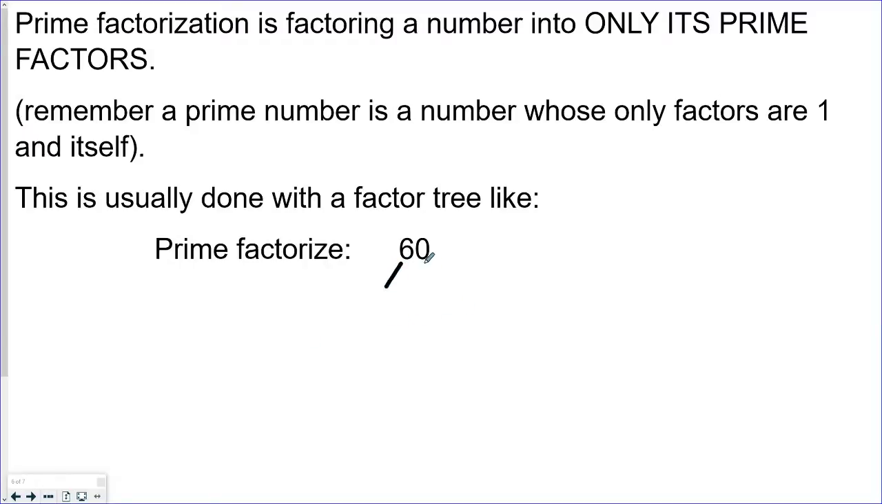So if we take a look here, the way you do this is you make what's called a factor tree, which is basically just factoring it again and again. So you want to ask yourself, what two numbers multiply to give you 60? Well, 6 and 10. Then you can go to 6 and say, is 6 prime? Well, no, because I can split 6 again.